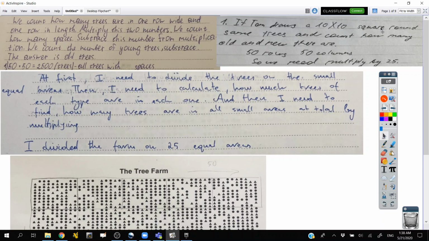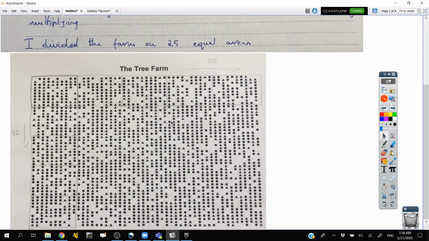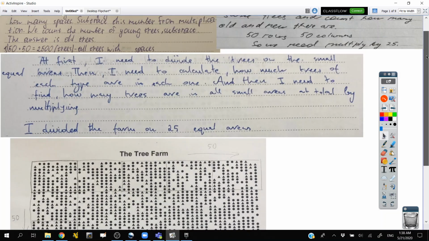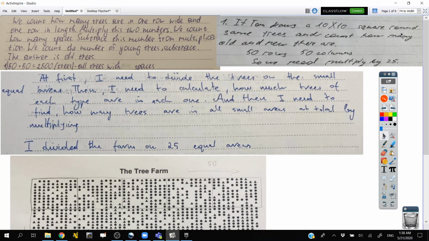If Tom draws a 10 by 10 square around some trees and counts how many old and new there are, then there are 50 rows and 50 columns, so we need to multiply by 25. This is actually a really efficient method, but it's hard to follow. So another student had included a diagram, and this diagram makes it so much easier. So let's look. A 10 by 10 square around some trees. Good, I see a 10 by 10 square here, and if you count it out, it's 10 by 10. And you count how many old and new trees there are in that 10 by 10 area. Then you need to multiply by 25.